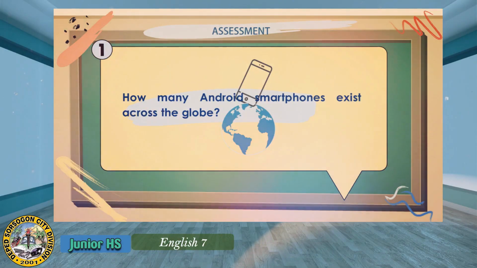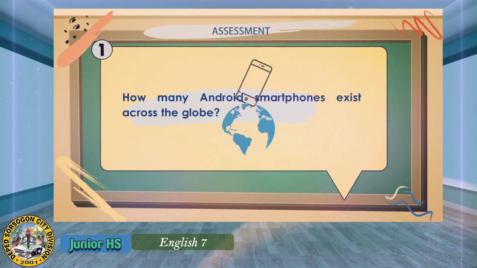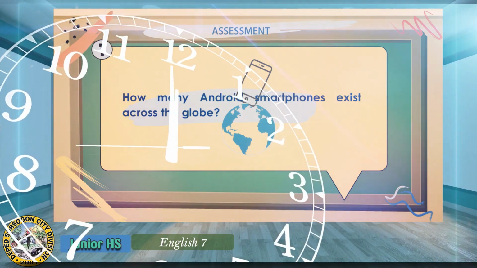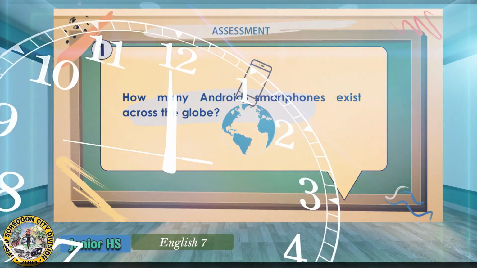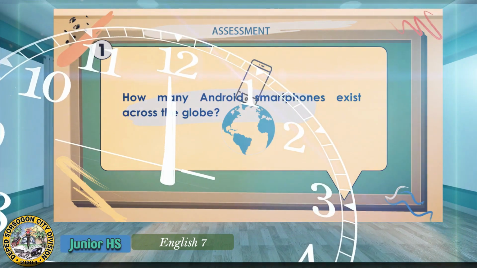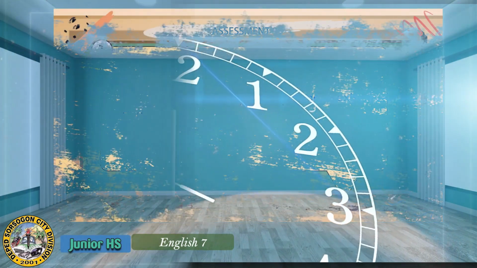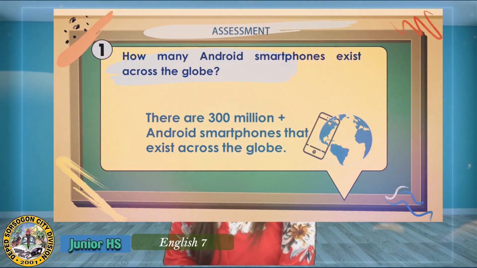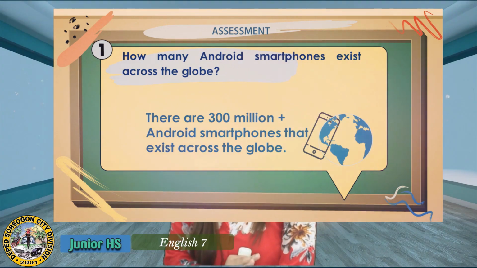The first question is, how many Android smartphones exist across the globe? Correct! There are 300 million Android smartphones that exist across the globe.